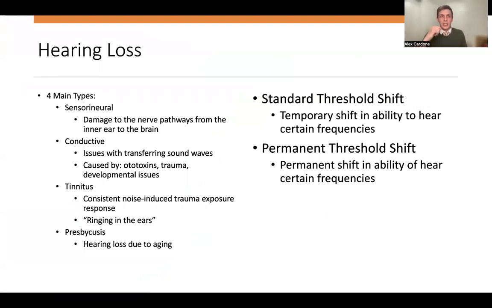So, hearing loss. There are four main types that we're really going to talk about and that are really important to know. There's sensorineural, which involves damage to the nerve pathways from the inner ear to the brain.